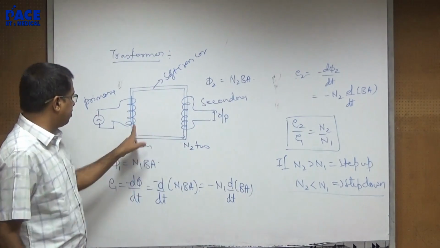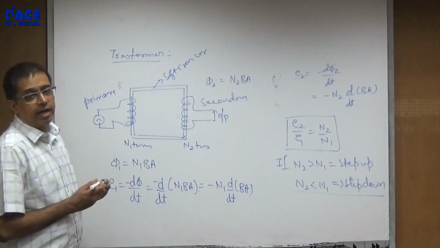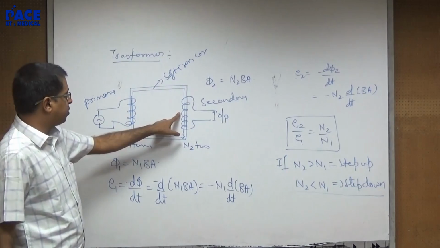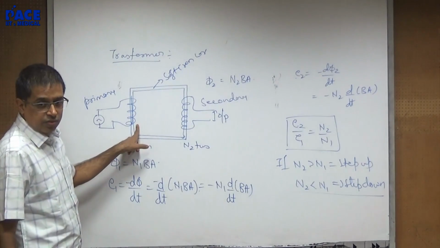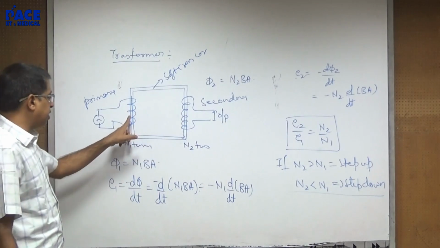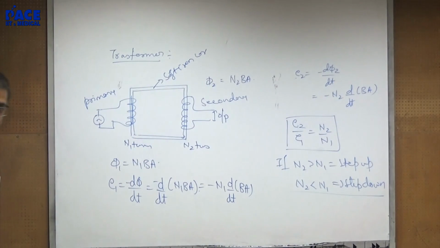The only difference between the two is N1 turns here and N2 turns here. You want to increase the voltage here, let the number of turns here be greater than the number of turns. You want to decrease the voltage here, let the number of turns here be lesser than the number of turns here.